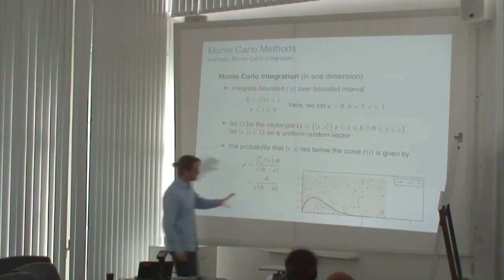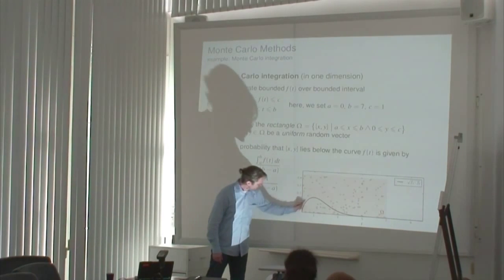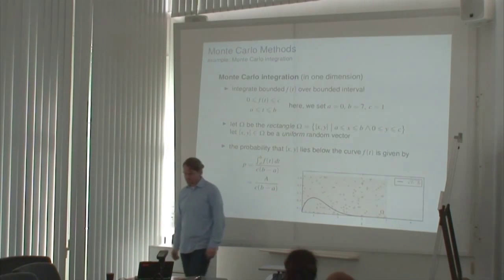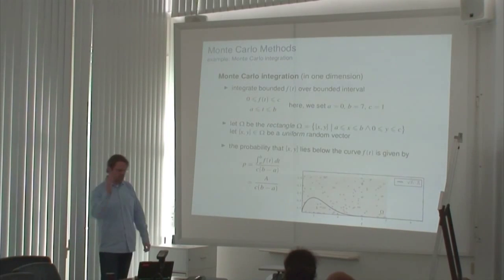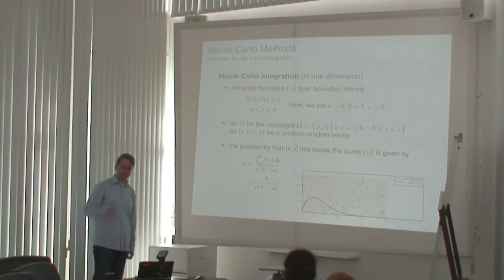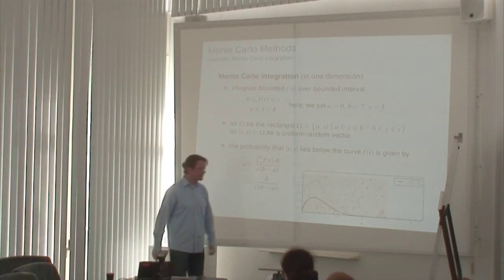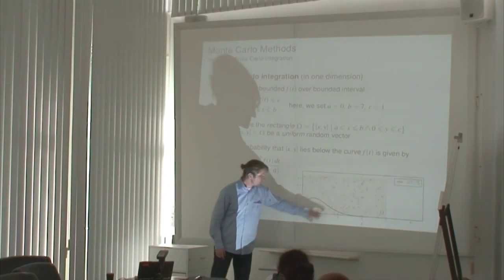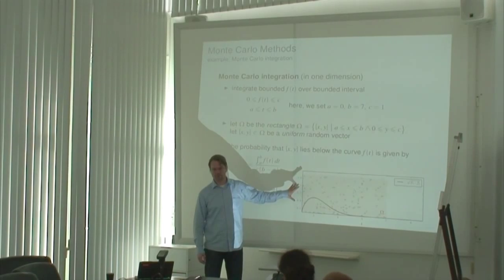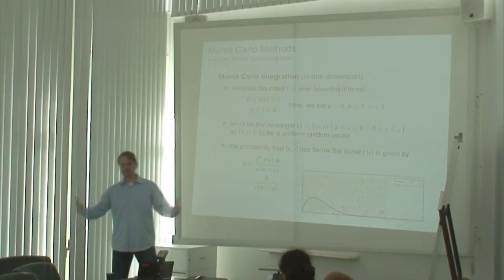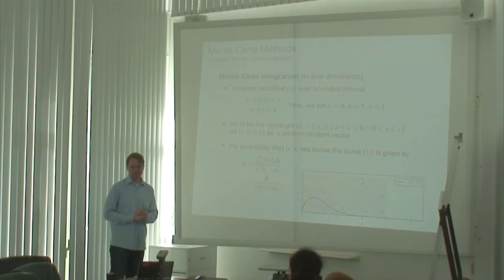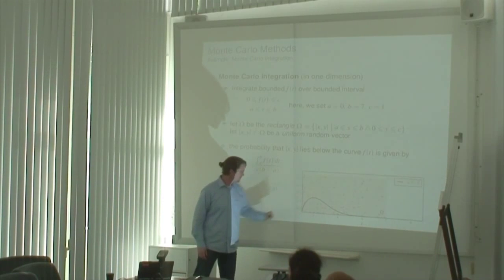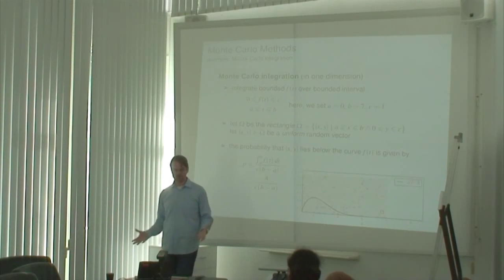Right. We have a bounded rectangle, and inside that bounded rectangle we have some sub-area, the area under the black curve. And if we randomly pick a point inside that rectangle, the probability for that point to lie inside this area here is basically the size of this area divided by the size of the whole rectangle. This is the frequentist interpretation of probability. It is a ratio. But this integral, the area under the curve, we called it A, is what we do want to compute.